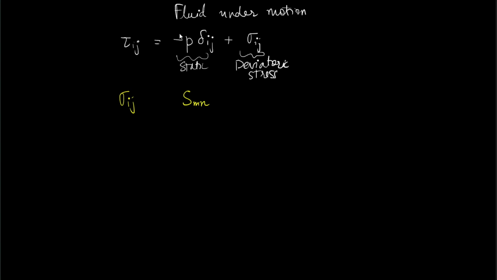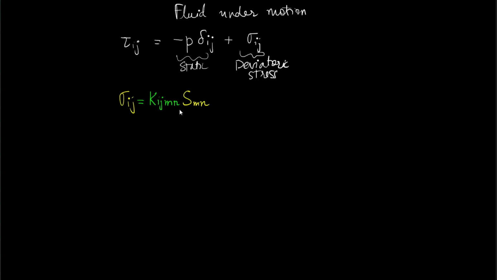So if the fluid is able to reach equilibrium very quickly, this P can be approximated as the thermodynamic pressure or the equilibrium pressure. But the deviatoric stress is represented in terms of the rate of strain tensor, and a way to relate a tensor with another tensor is by means of a fourth order tensor.